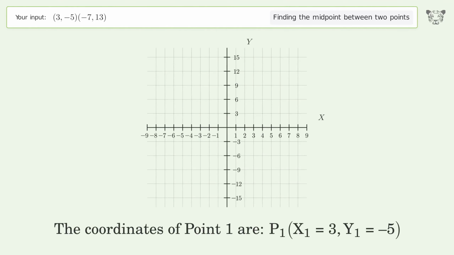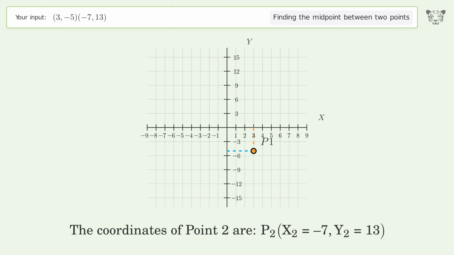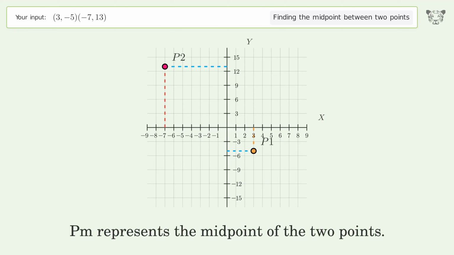The coordinates of point 1 are x1 equals 3, y1 equals -5. The coordinates of point 2 are x2 equals -7, y2 equals 13. PM represents the midpoint of the 2 points.